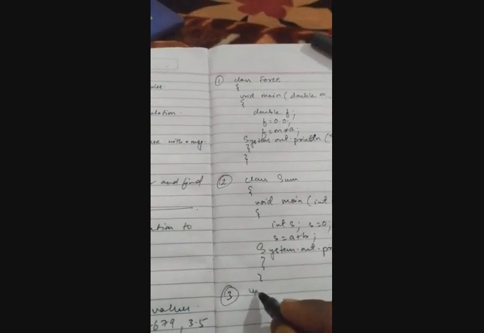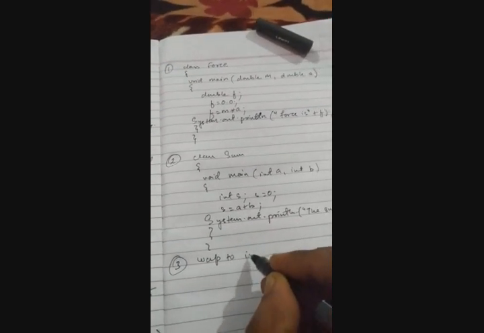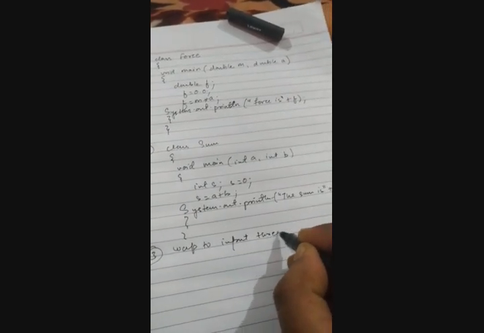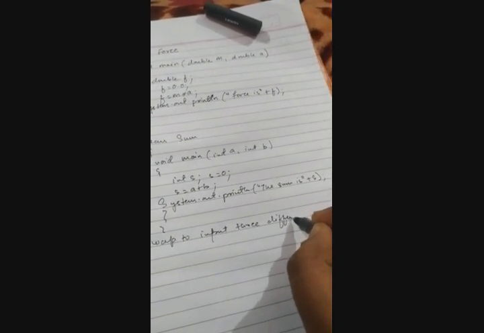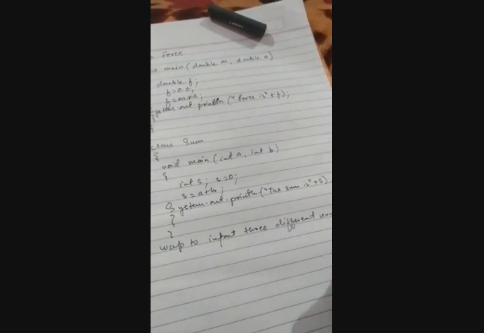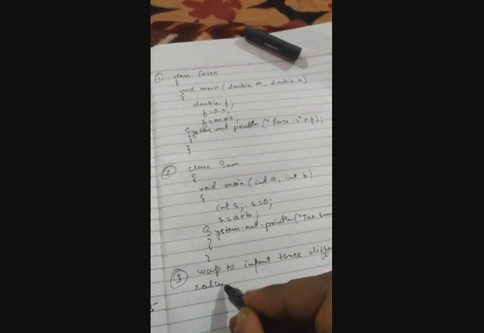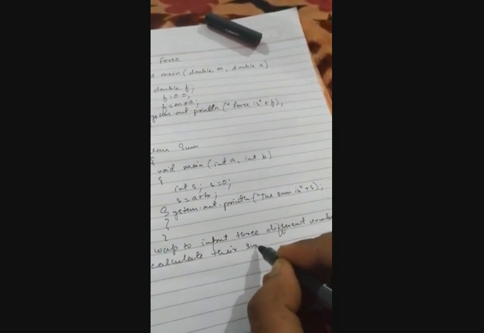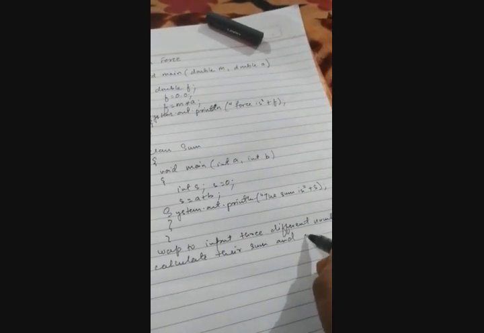Now we have to input 3 different numbers to calculate their sum and average.